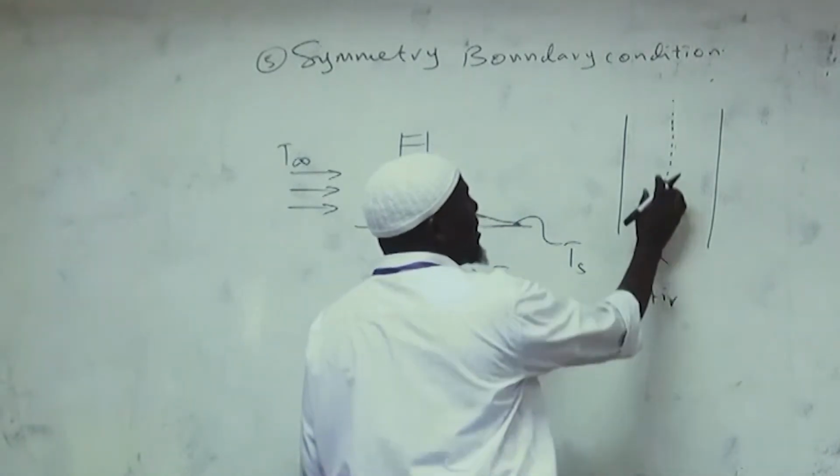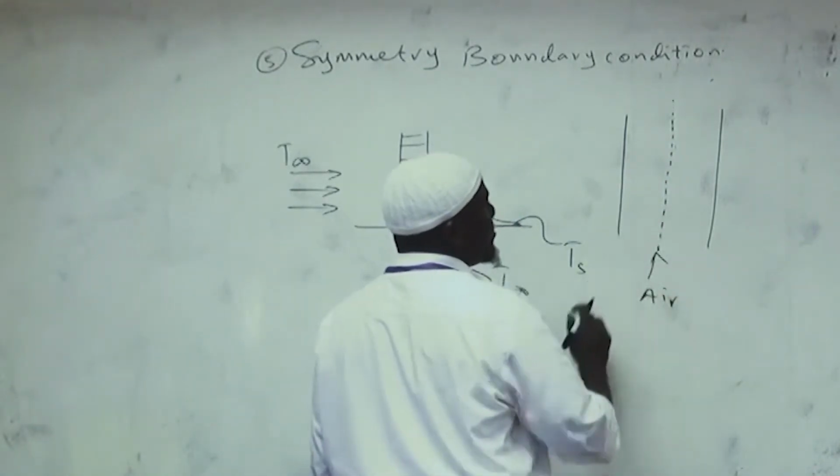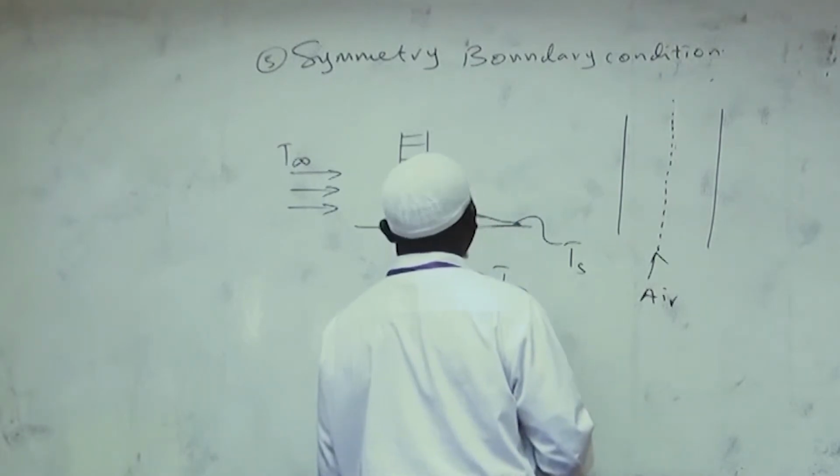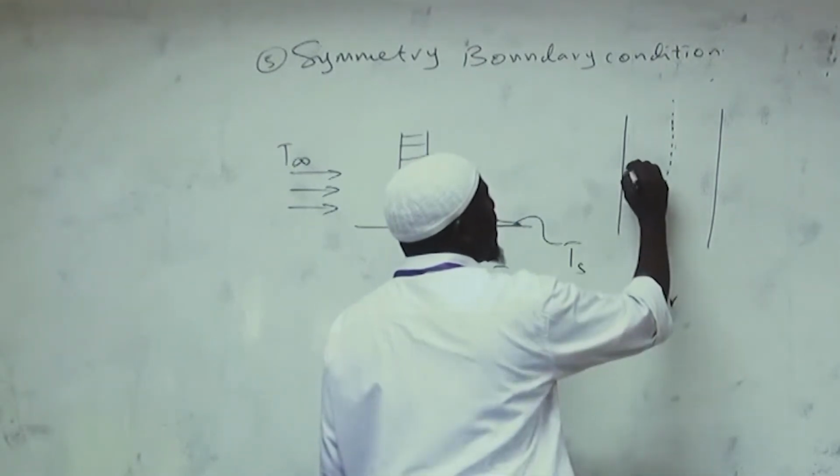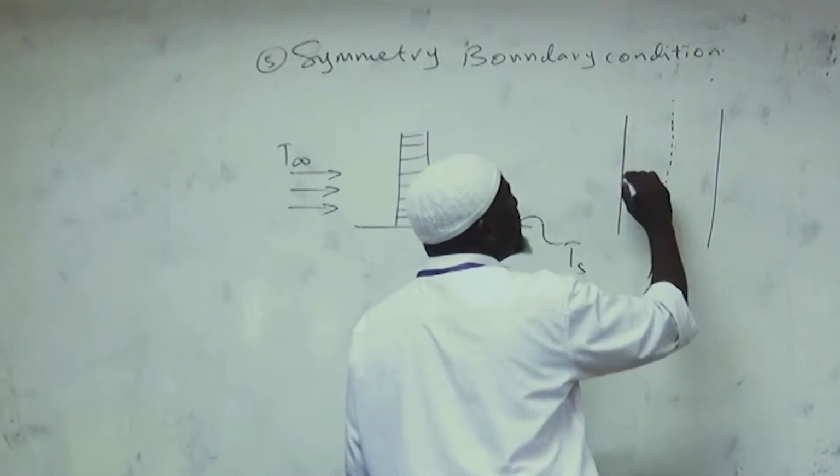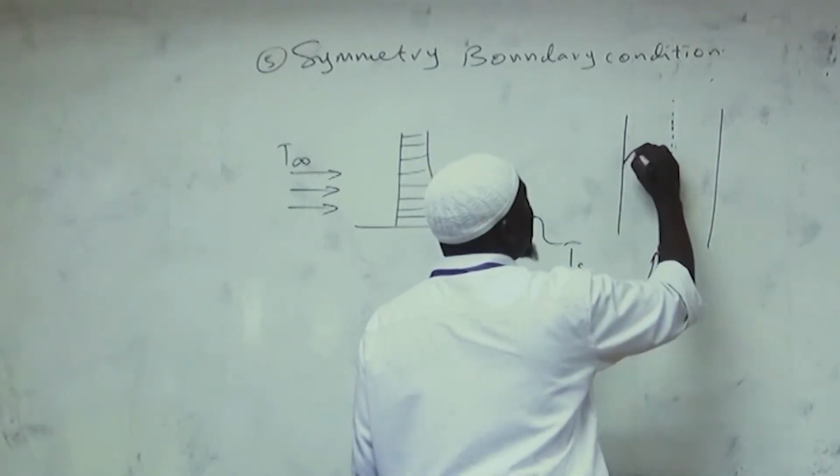Now we have the air moving across this plate. The temperature profile, as far as the air distribution, the distribution of the temperature, is going to be something like this.